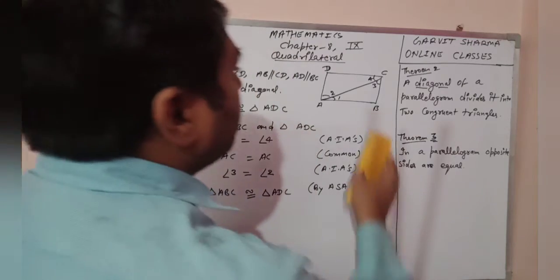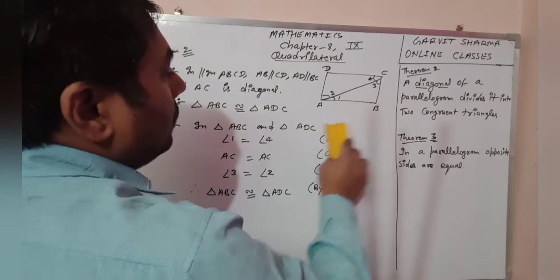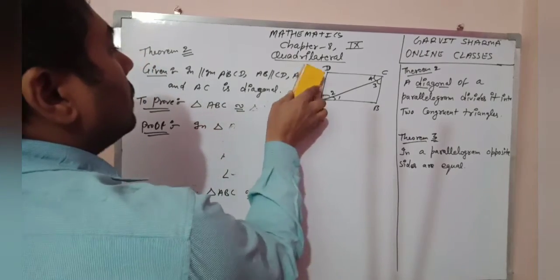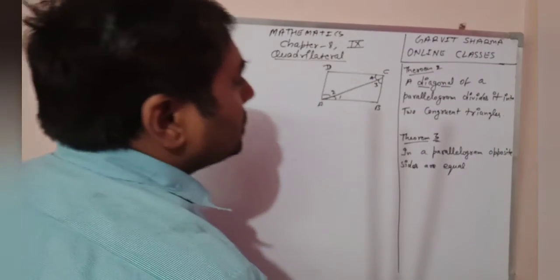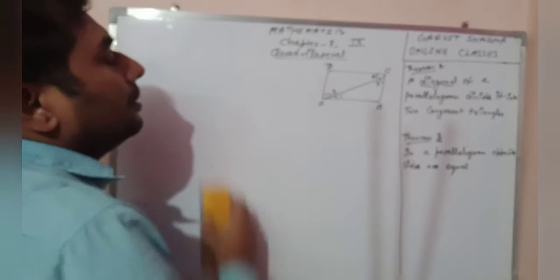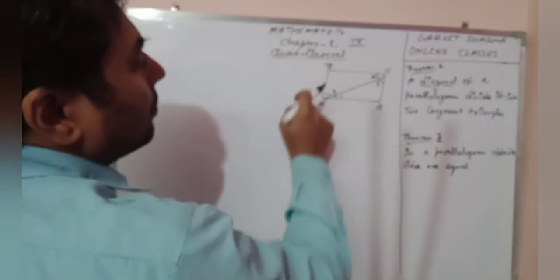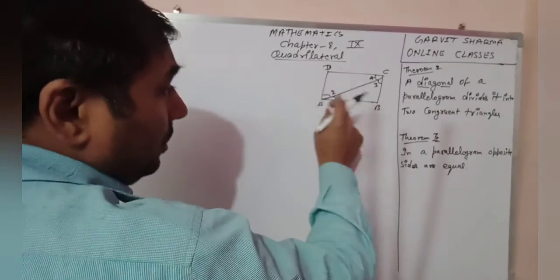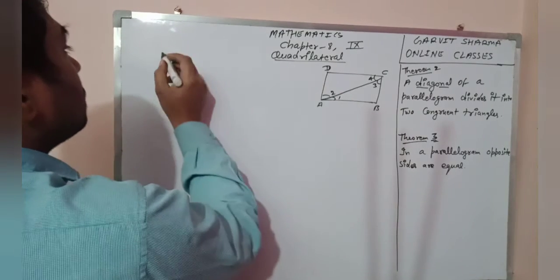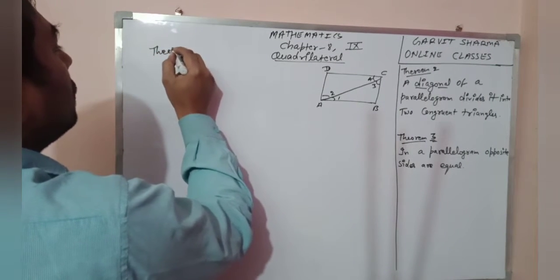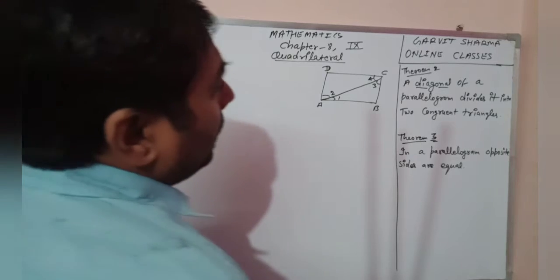Now we look at theorem number 3. Theorem 3 is in a parallelogram, opposite sides are equal. Same thing, in a parallelogram, opposite sides are equal. The figure will be the same, but the difference is that diagonal AC is not given. We have to construct it.